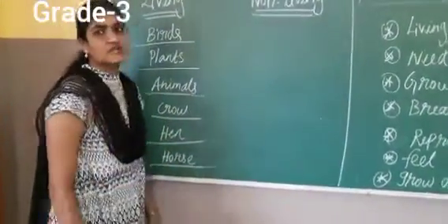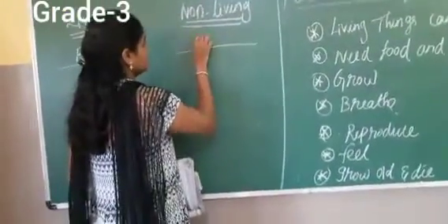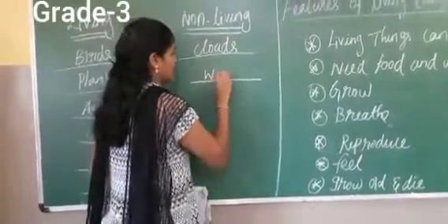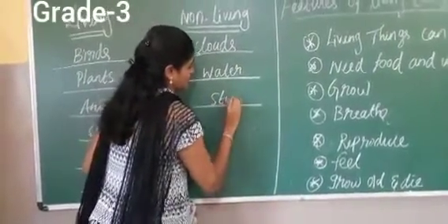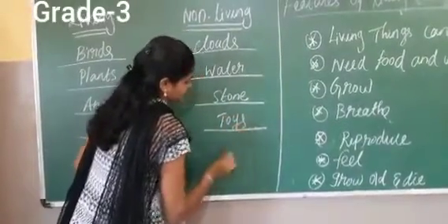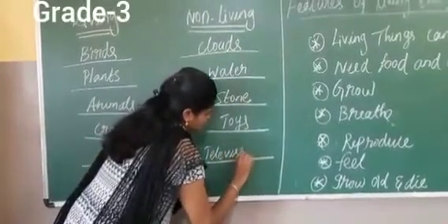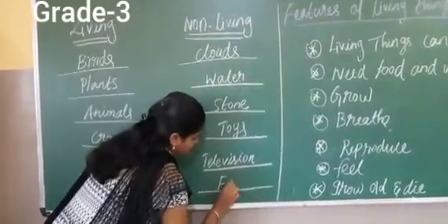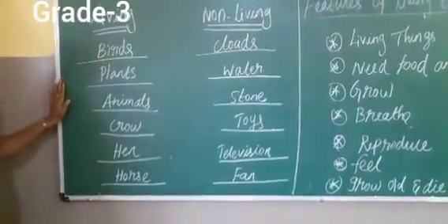Okay. And next we are going to write non-living things. The first one, clouds. Second one, water. Third one, stone. And the fourth one, toys. And the fifth one, you can write television. And the sixth one, you can write fan. Copy down neatly, children. Always you have to write it in pencil.